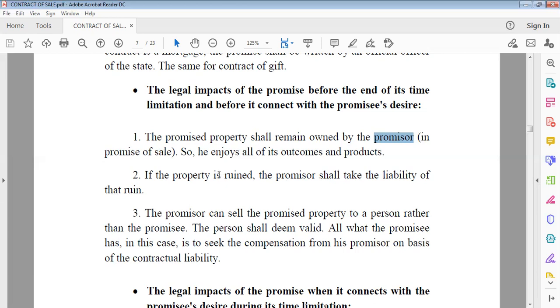Number two, if the property is ruined, then who shall take the liability of this ruin? Actually, the promisor. Since he is still the owner, then he takes liability for the ruin of the sold thing. So if I told you I promise to sell you my car, and then the car is, for example, broken, then in this case, I'm the one who's liable for the ruin of my car, simply because it is still my ownership.